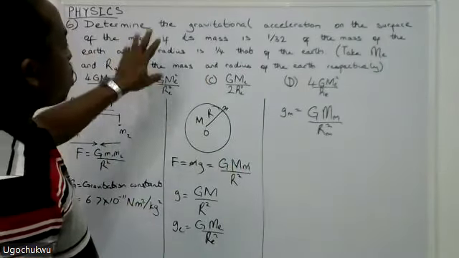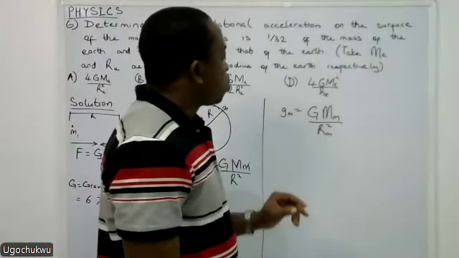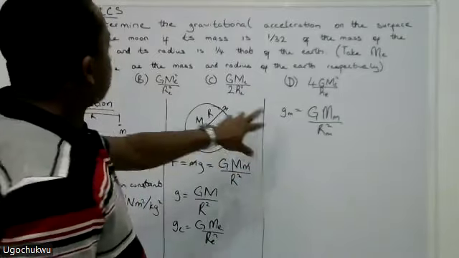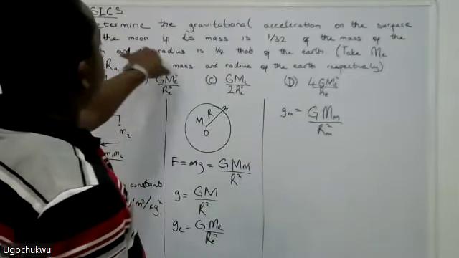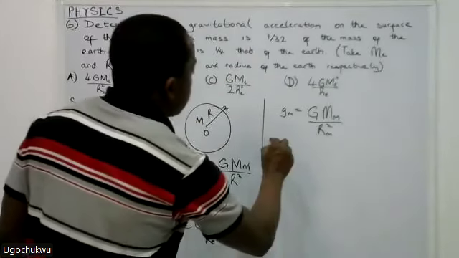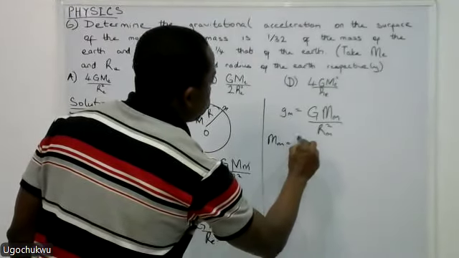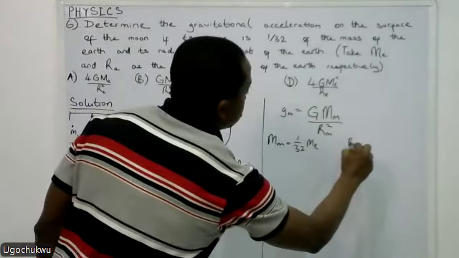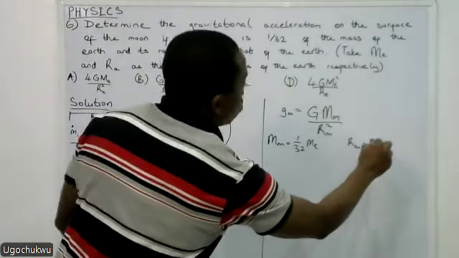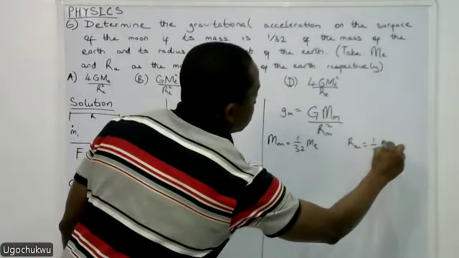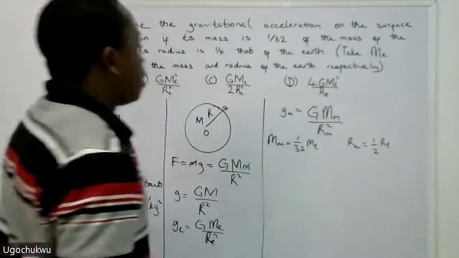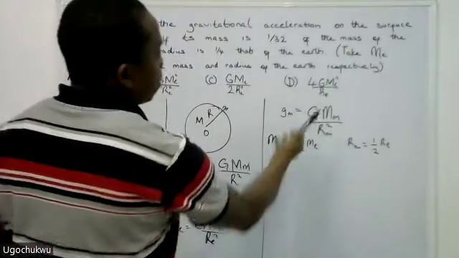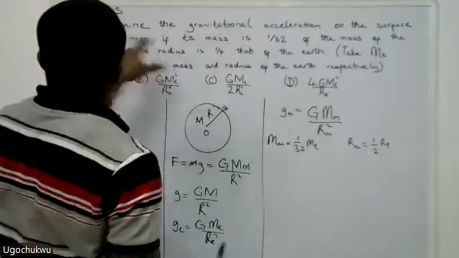But in our problem, we're not given the mass of the moon and the radius of the moon. Instead, we're given that we should take the mass of the moon to be 1 over 32 of the mass of the Earth. So the mass of the moon is equal to 1 over 32 the mass of the Earth, and the radius of the moon is 1/4 that of the Earth. And so what we're going to do here is just substitute these values into this formula to find the gravitational acceleration on the surface of the moon.